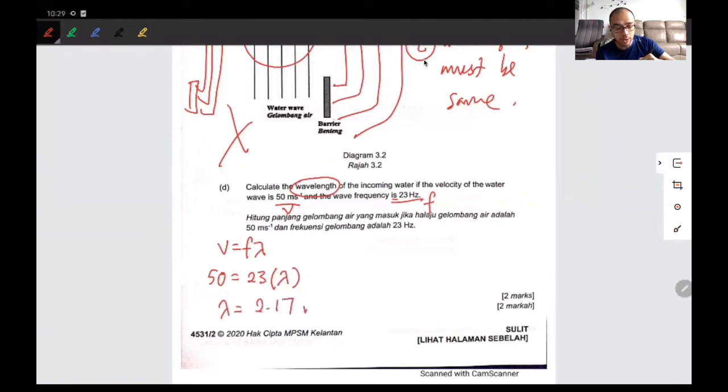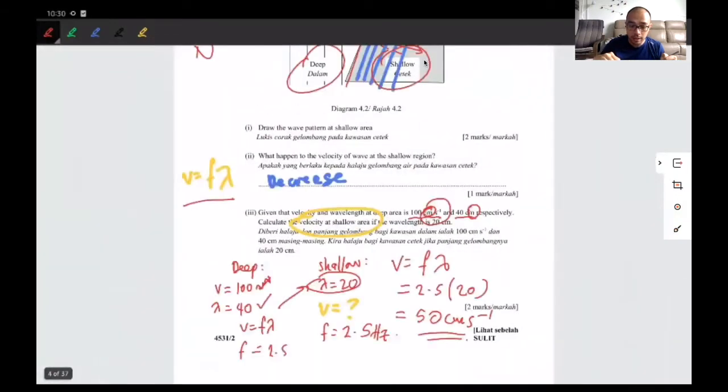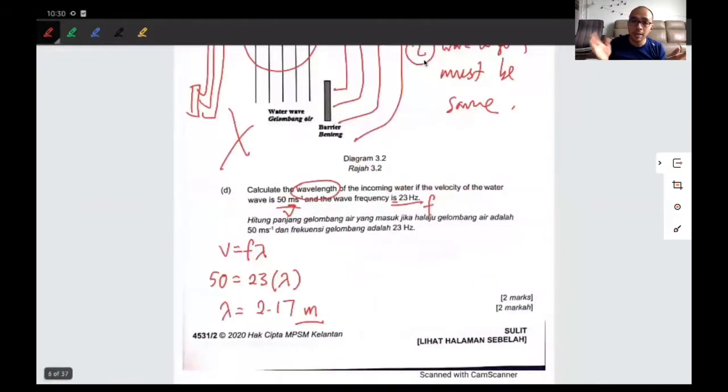Just make sure that your unit follows the wave velocity. If it's meter, use meter. Remember the Perlis question just now? We were using centimeter because the unit given in the question is centimeter per second. So that's about the only thing that they will change, whether you use meter or centimeter. But the formula remains the same. Commit this formula to memory.